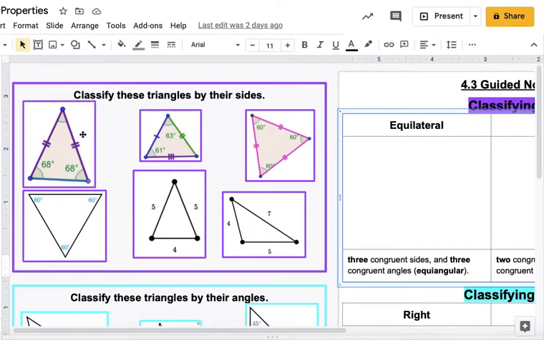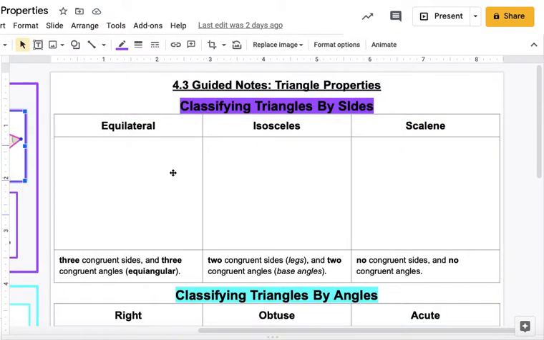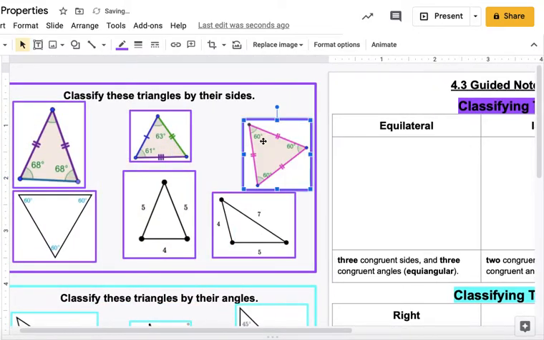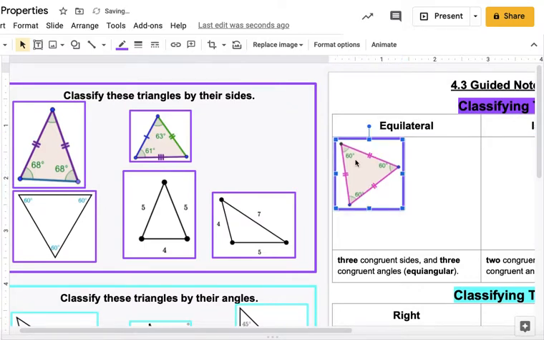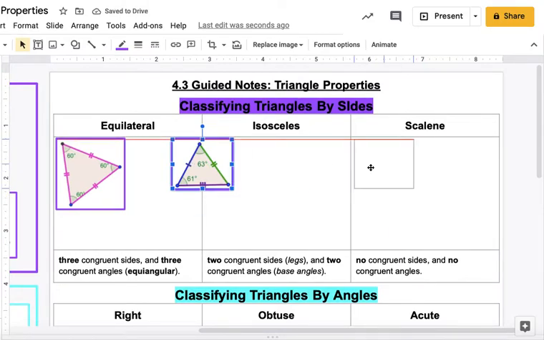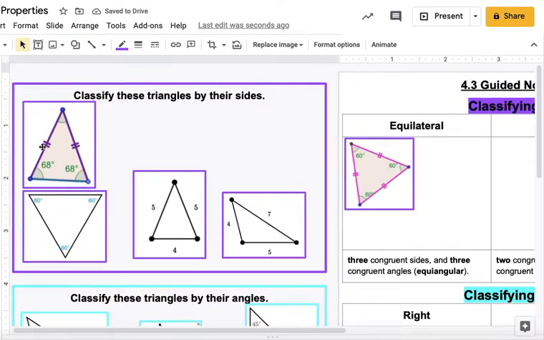So if you scroll over to the side, you have 6 different triangles to classify. You grab them and you drag them. I know this one has 3 congruent sides, so it has to be equilateral. This one has 1 tick mark on this side, 2 on this side, and 3 on the last side. So that means none of those are the same. That means this is a scalene triangle. And this triangle has 2 tick marks on both of these sides. So that means it's isosceles. It has 2 congruent sides.